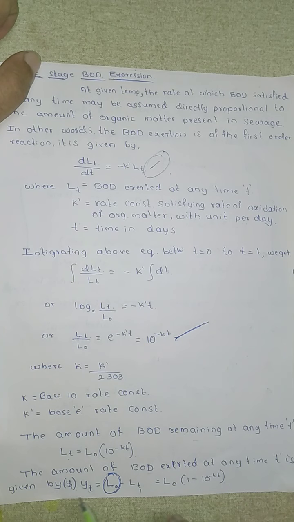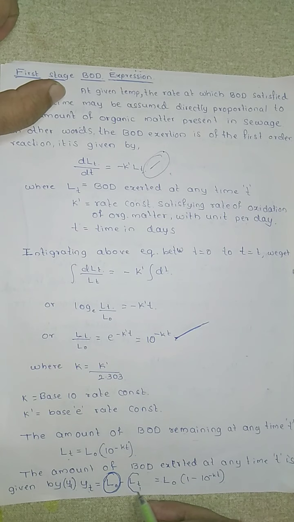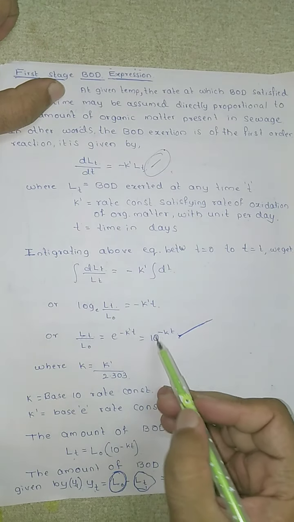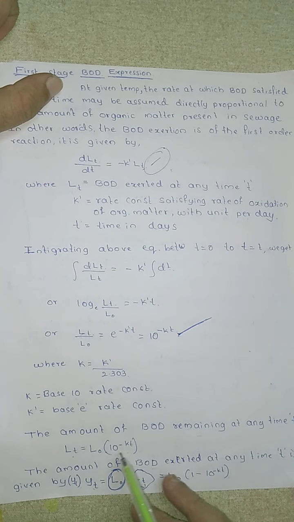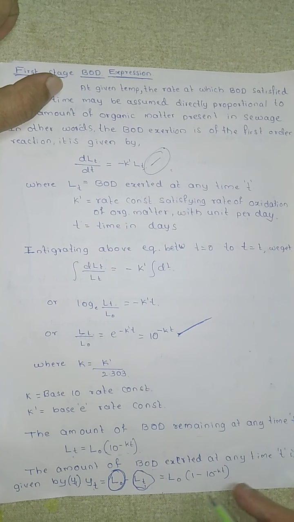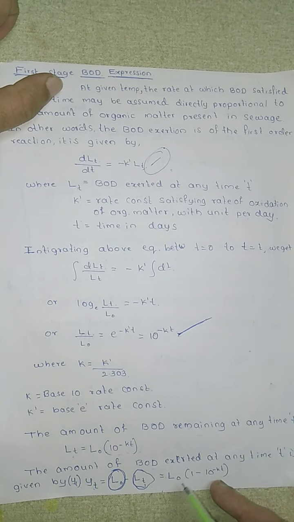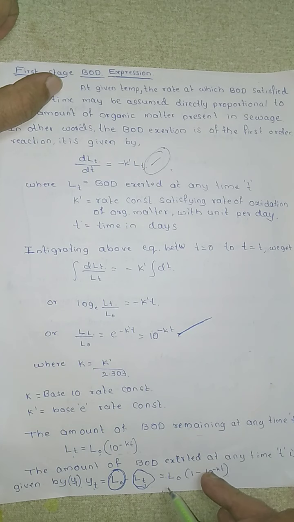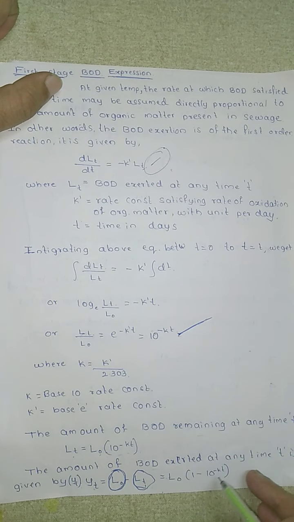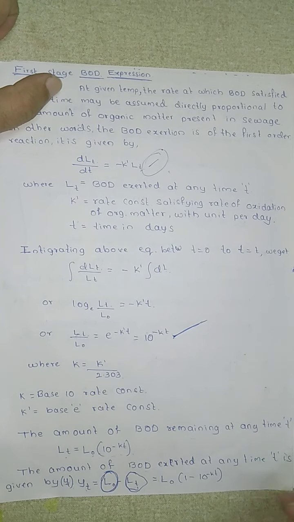So the BOD at any point t is given by L naught minus Lt. Here, for Lt, we have the expression Lt is equal to L naught into 10 to the power minus kt. So if we apply L naught minus Lt, we take L naught as common and get L naught into 1 minus 10 to the power minus kt.